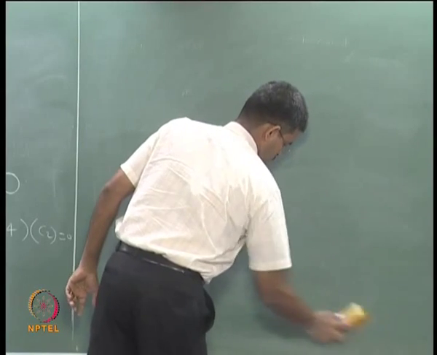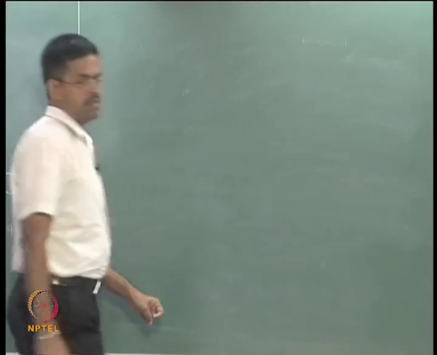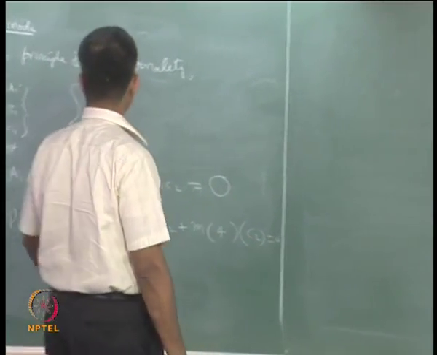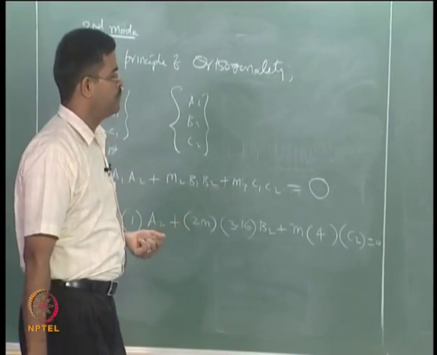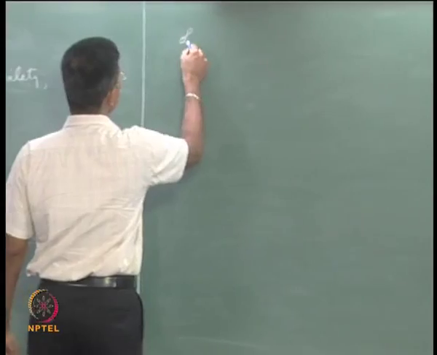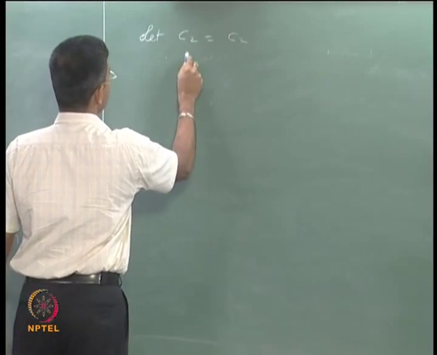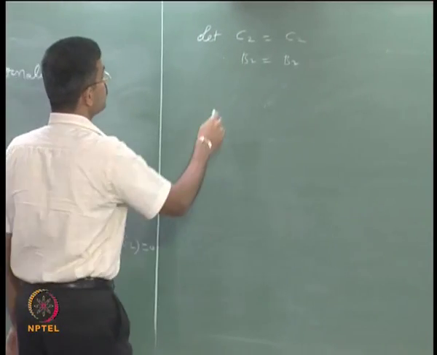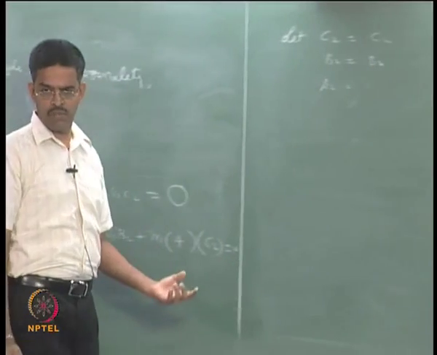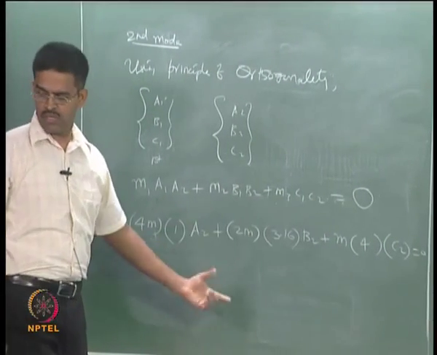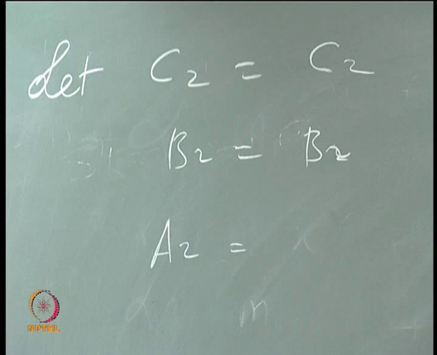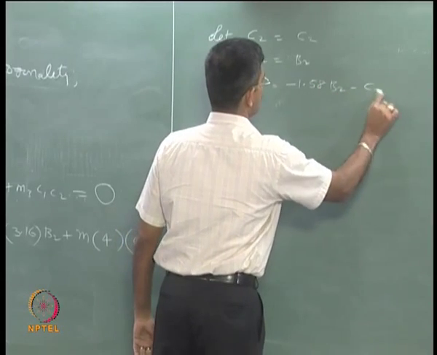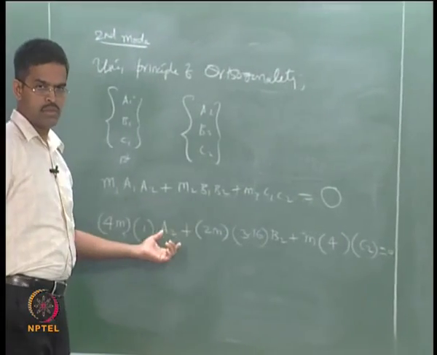Okay, I will remove this. Remember, mode shapes are relative displacements of the mass positions when the system is vibrating at a specific frequency, in this case let us say for example omega 2. So what I do is let B2 and C2 remain as B2 and C2. I find A2 in terms of C2 and B2, that can be easily found. So from this expression, what do you get for A2? Minus 1.58 B2 minus C2, that is what you will get when you solve this.